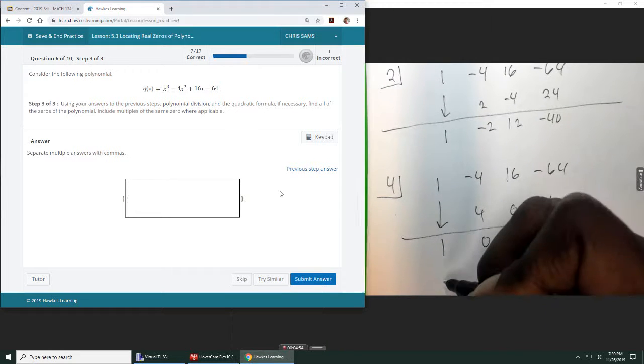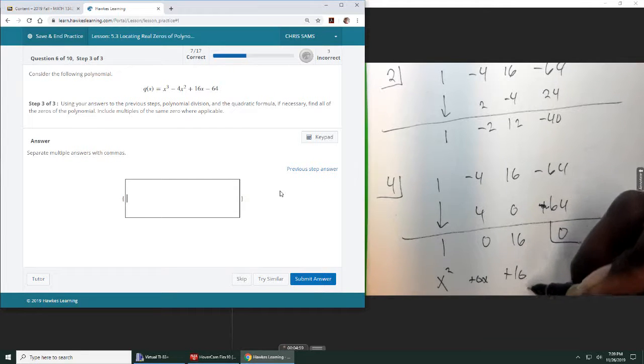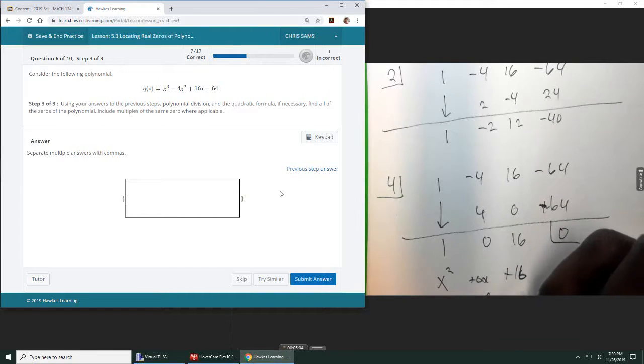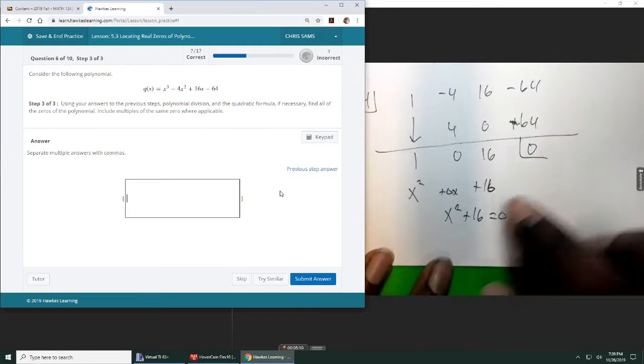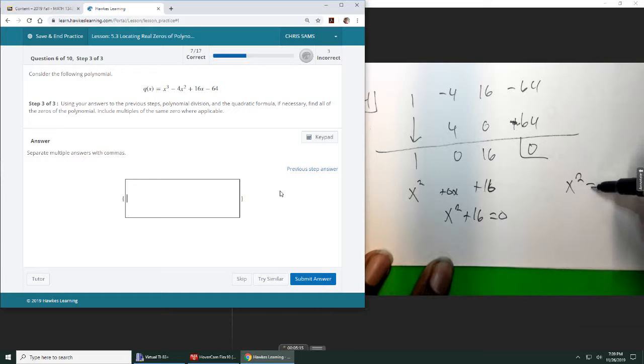And my remaining polynomial is x squared plus 0x plus 16. So basically we just have x squared plus 16 is equal to 0. And then we can solve this by square root property. So subtract 16, we get that x squared is equal to negative 16. And if we take the square root of both sides, we get that x is equal to positive or negative square root of 16i. I comes out. So remember, negative under square root is i.